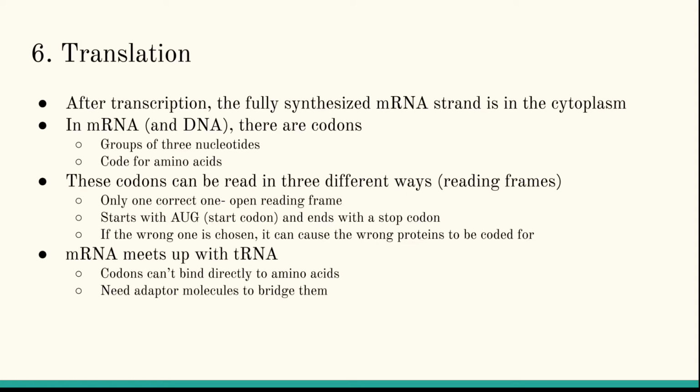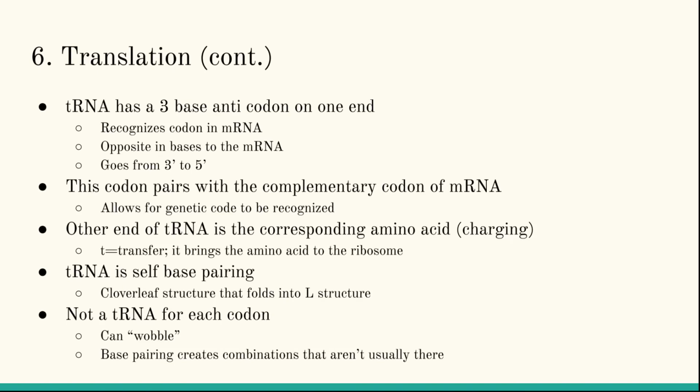So mRNA meets up with tRNA because the codons of mRNA can't bind directly to amino acids. They need an adapter molecule to bridge them. That's where the tRNA comes in. tRNA has a 3-base anticodon on one end. It recognizes the codon in the mRNA, and it essentially has one that's opposite in bases to that mRNA. The anticodon goes from 3' to 5', whereas the mRNA goes from 5' to 3'. This anticodon pairs with the complementary codon of mRNA. This allows for the genetic code to be recognized.